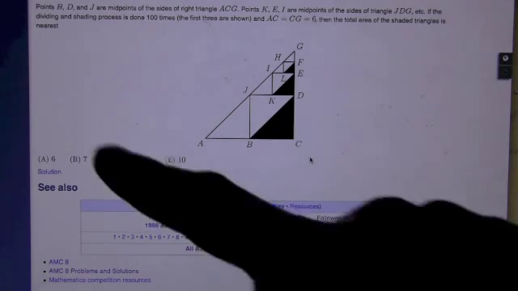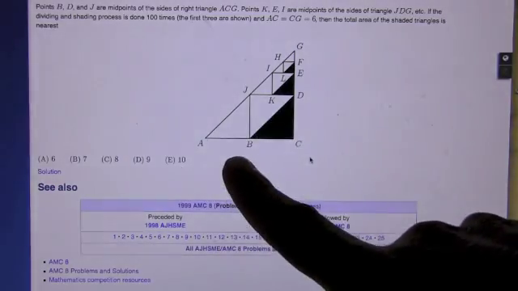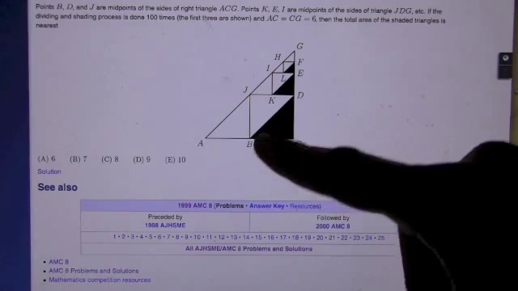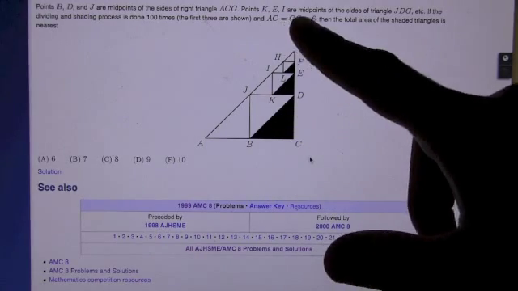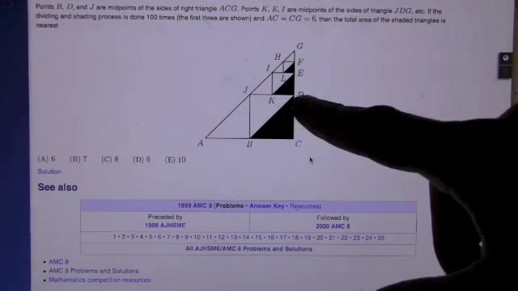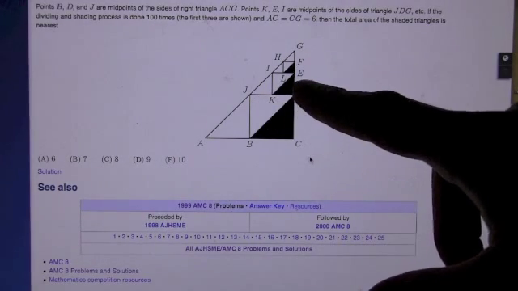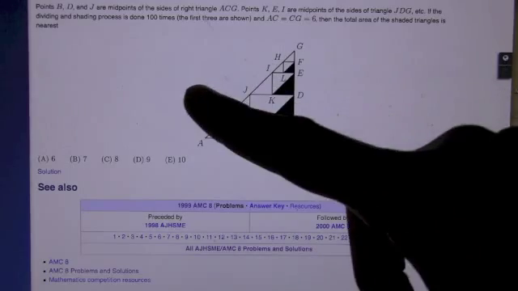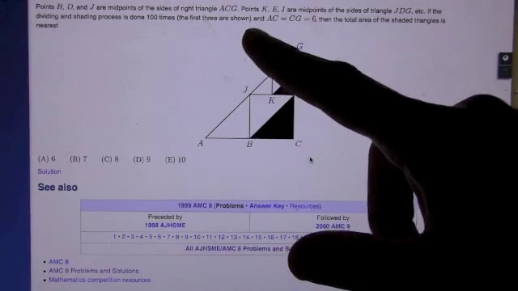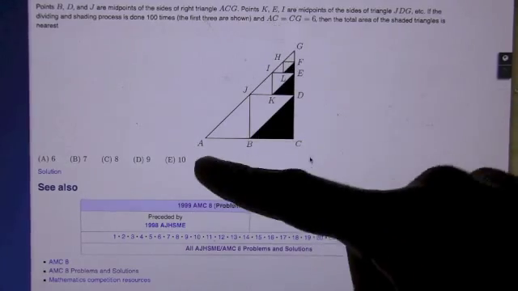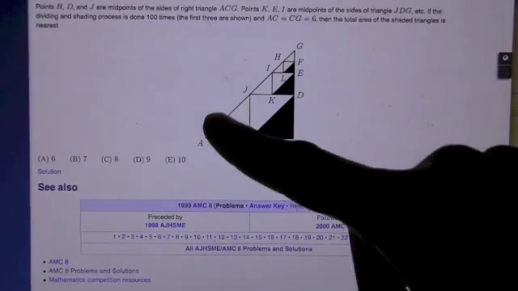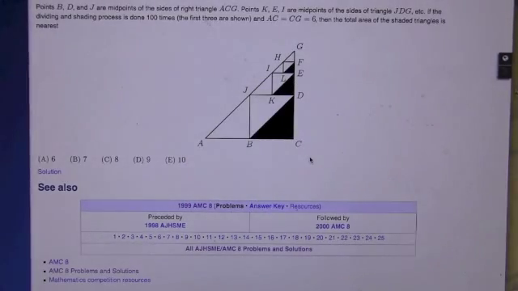It says points B, D, and J are the midpoints of the sides of triangle ACG. See that? B, D, and J. Points K, E, and I are midpoints of the sides of triangle JDG. JDG, see that? See the midpoints? Etc. If the dividing and shading process is done 100 times, and the first three are shown, and if AC equals CG equals 6, then the total area of the shaded triangles is nearest to what?